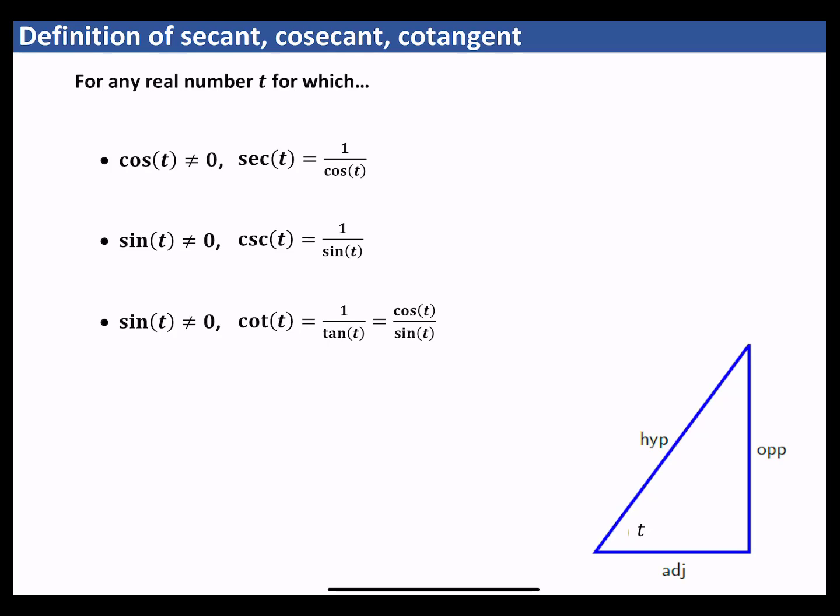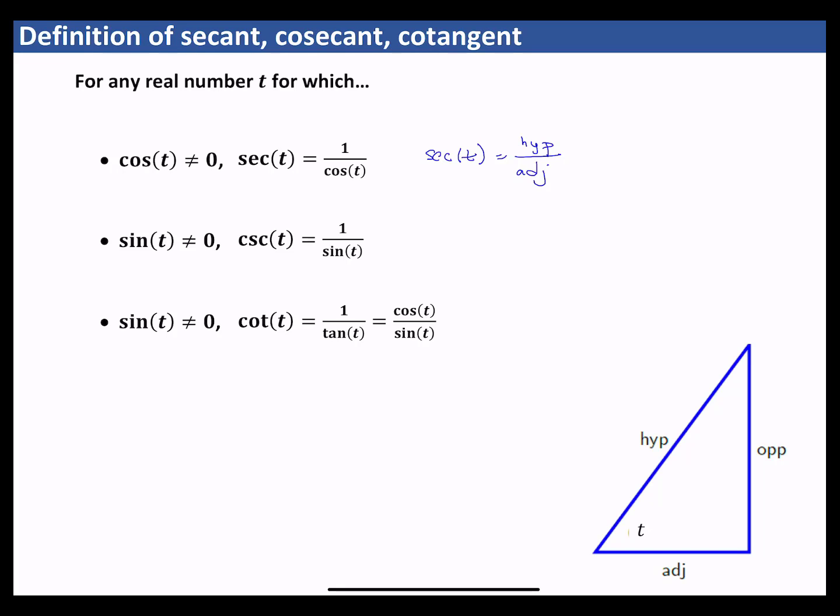For any real number t, for which the cosine of t does not equal 0, we define the secant of t to equal 1 divided by the cosine of t. Notice that means the secant of t is the reciprocal of the cosine of t. Since cosine of t is adjacent over hypotenuse, the secant of t is going to equal hypotenuse over adjacent.